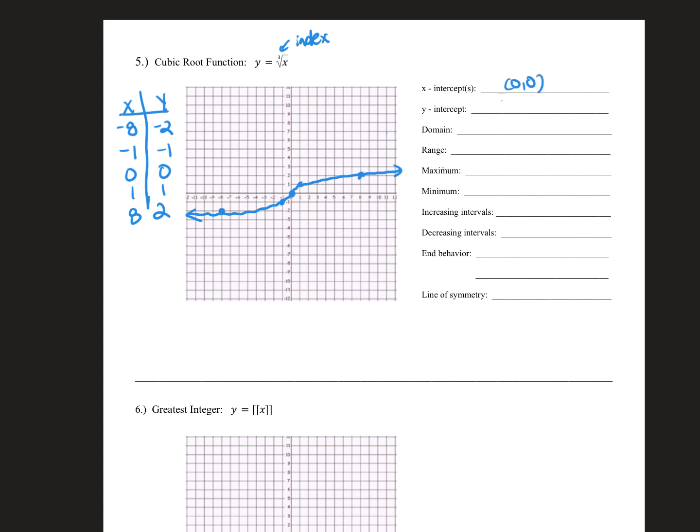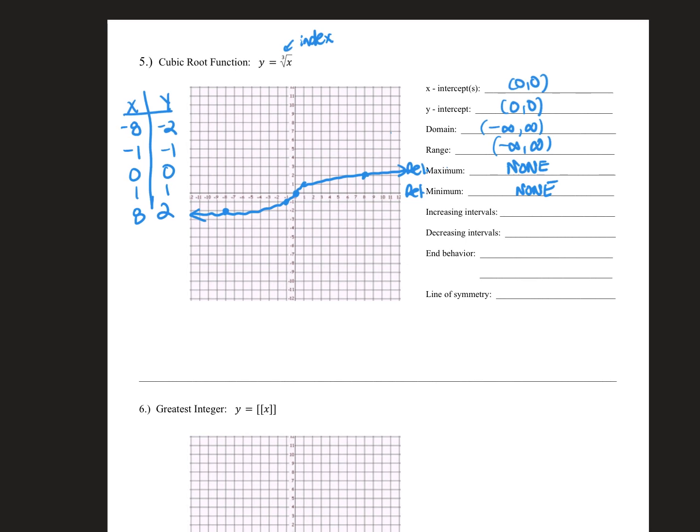X-intercept is 0, 0, y-intercept 0, 0, domain -infinity to infinity, range -infinity to infinity, relative max, none, relative min, none. Interval of increasing. So from left to right, it continuously increases. So -infinity to infinity, nowhere is it decreasing. X goes to the left, X goes to the right. What's happening to our function? So left side, left side it keeps going down, -infinity. Right side it keeps growing up, positive infinity. And then there is no line of symmetry.